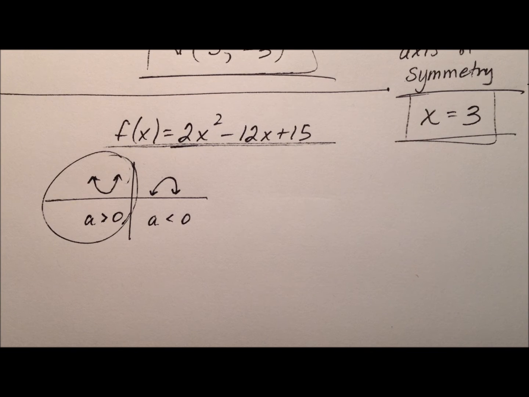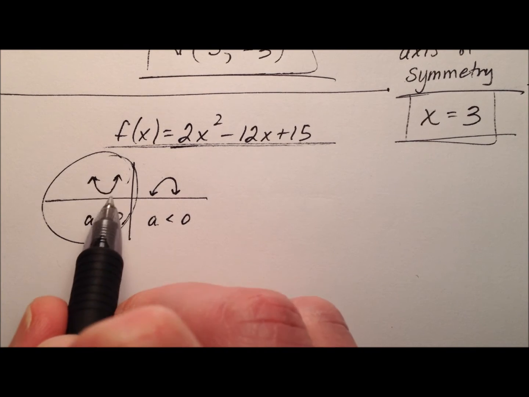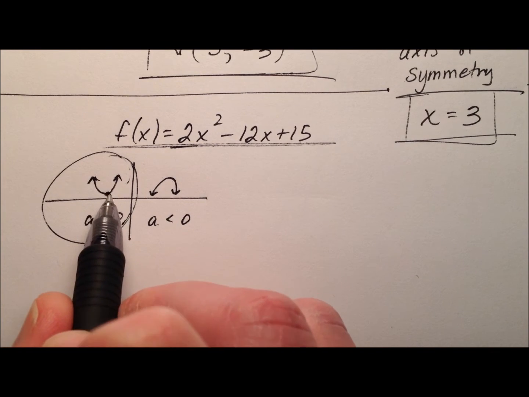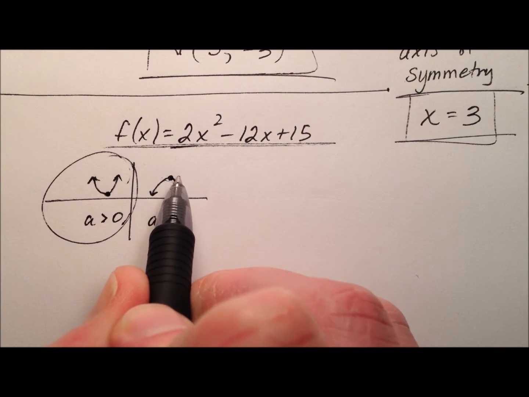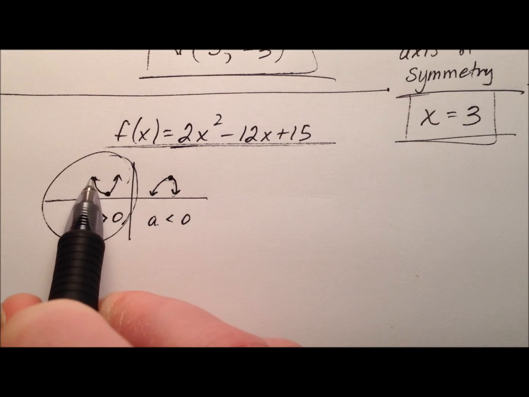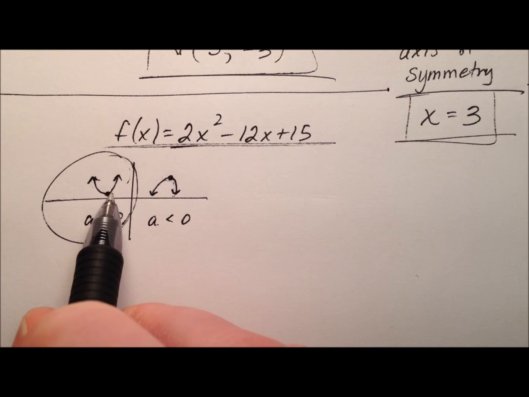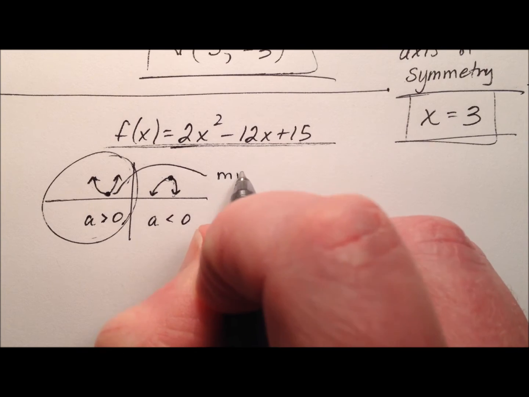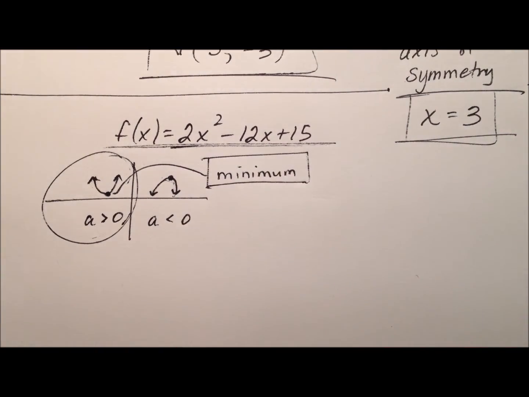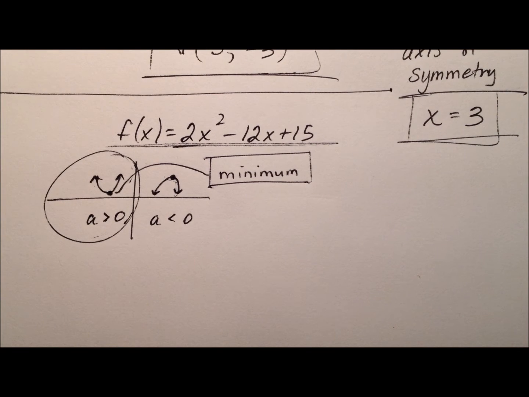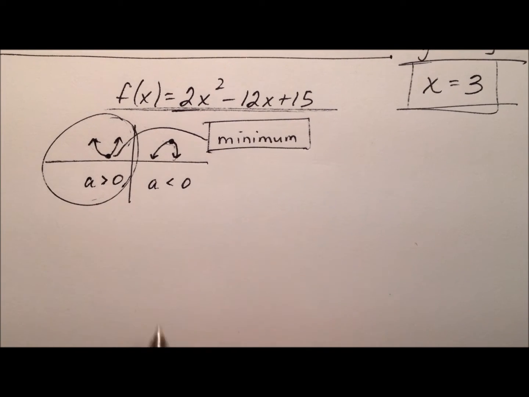Okay, another thing that we might consider is whether this vertex is a maximum value or a minimum value of this graph. So if it's upward facing, the vertex is down here, which means it's a minimum. If it's downward facing, our vertex is here, which means it's a maximum. And of course, in our case, since we are opening upward, this vertex will be a minimum value of the function.